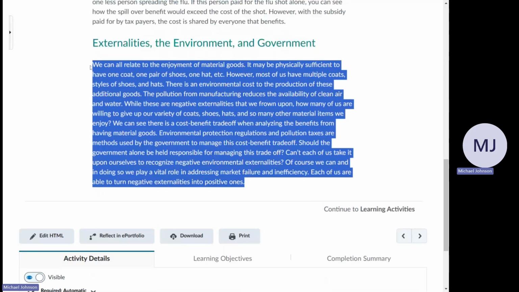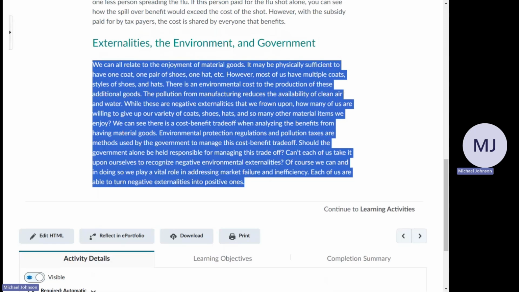And having additional goods that we don't need, there's an environmental cost. The pollution from manufacturing reduces the availability of clean air and water. While these are negative externalities that we frown upon, how many of us are willing to give up a variety of coats, shoes, hats, and so many other material items that we enjoy? We can see there is a cost-benefit trade-off when analyzing the benefits from having material goods. Environmental protection regulations and pollution taxes are methods used by the government to manage this cost-benefit trade-off.